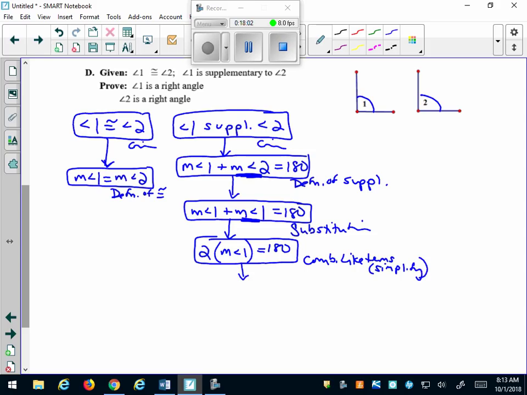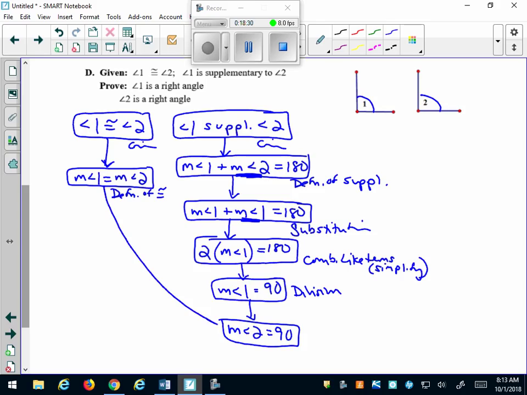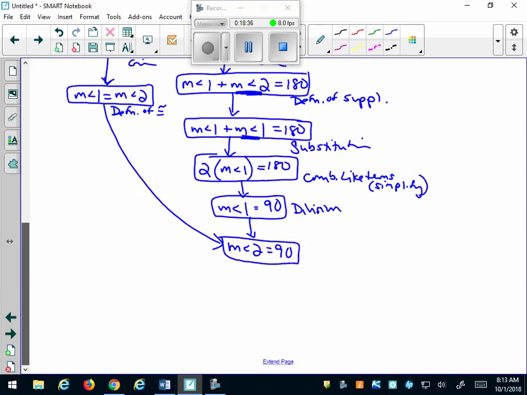Well, now we can divide both sides by 2 and get measure of angle 1 equals 90. That's just division. Divide both sides by 2. Then we can say, by substitution, measure of angle 2 equals 90, because if 1 equals 2, then you can substitute 2 in where the 1 goes and say 1 is 90. That's just substitution.